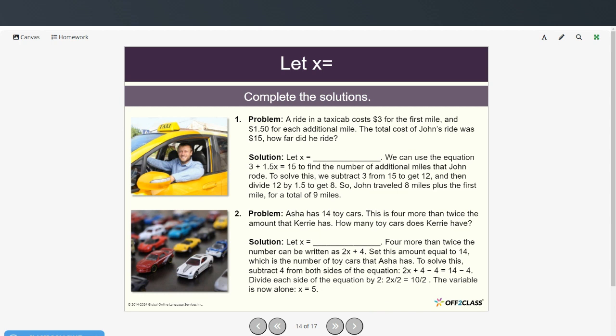All right, so now complete the solutions. Again, you can try these on your own and then restart when you're ready to check your answers.